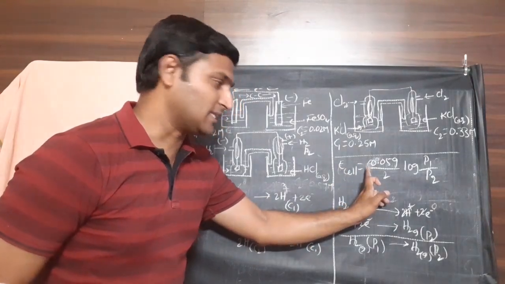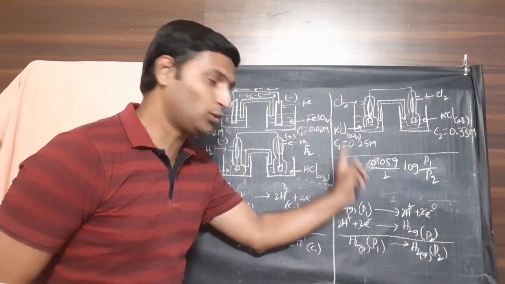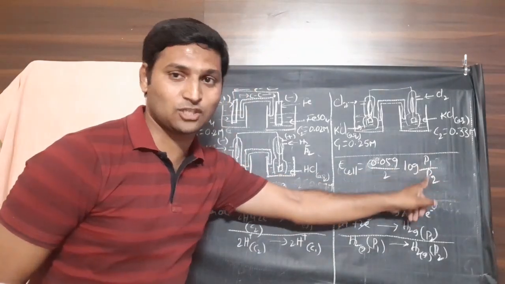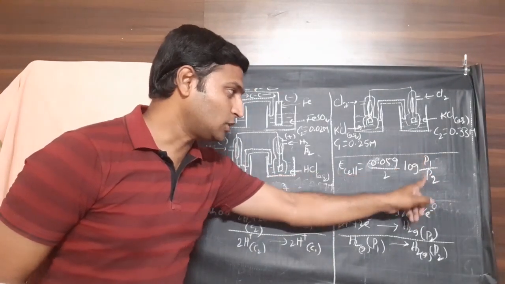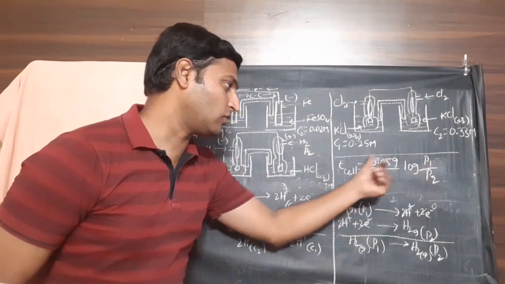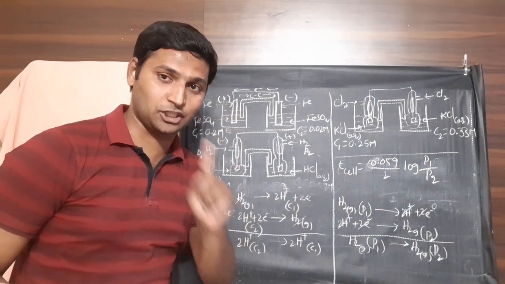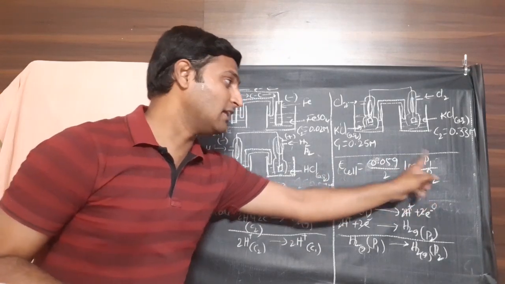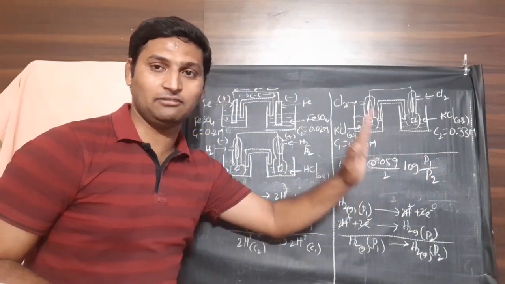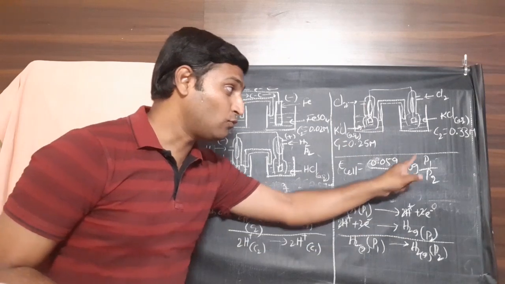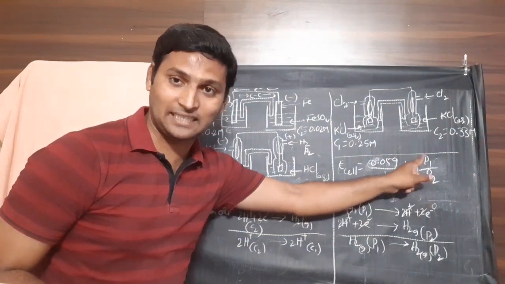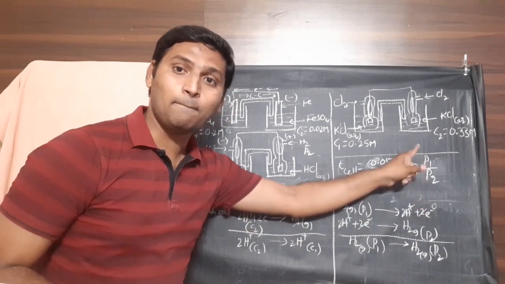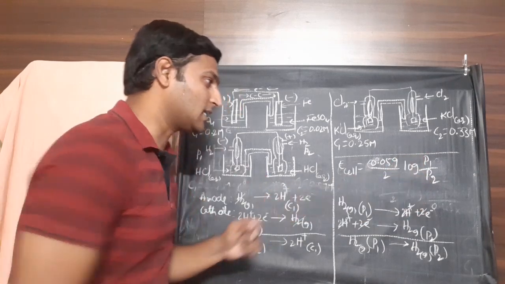See, we have plus here. Now, for the value to remain positive, this ratio has to be more than 1. If this ratio is more than 1, log of more than 1 will be positive, E cell will be positive, cell will function. Whereas if P1 by P2 comes less than 1, the value will be negative, E cell will come negative, cell does not function. Now for this ratio to be positive, P1 should be larger than P2.